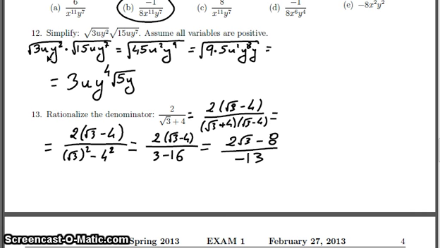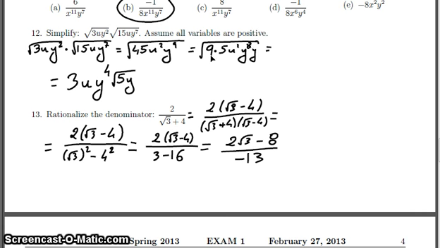So when you multiply two radicals with the same indices, you can multiply the radicands, which means whatever is under the radicals. So 3 times 15 is 45. u times u is going to be u squared, and y squared times y to the 7th is y to the 9th. And then 45 is the same as 9 times 5, so a perfect square times 5, times u squared, and then y to the 9th can be written as y to the 8th, again a perfect square, times y.